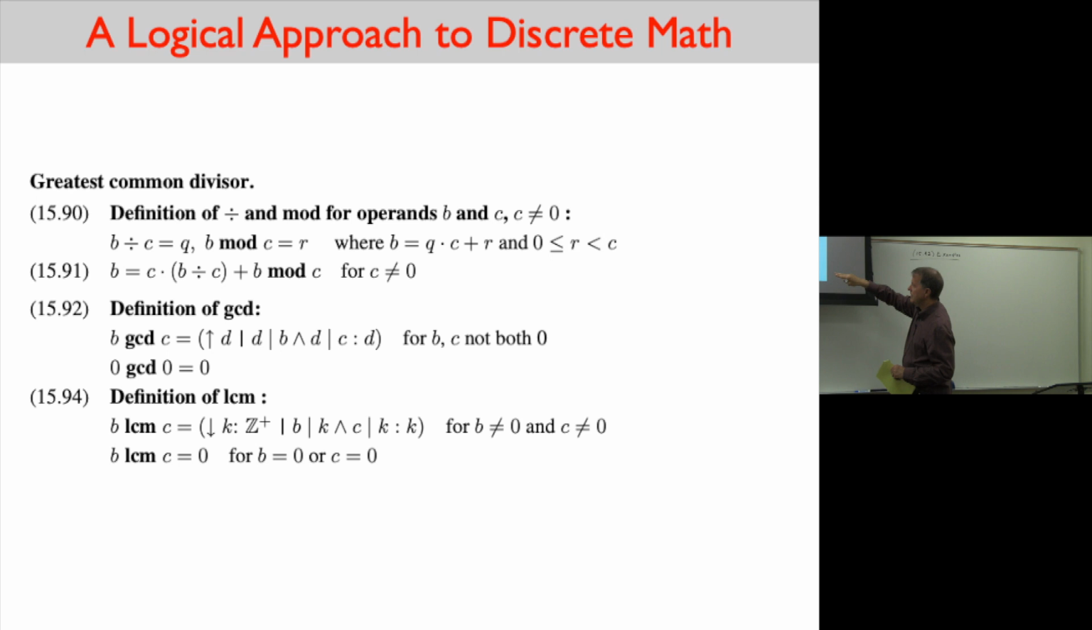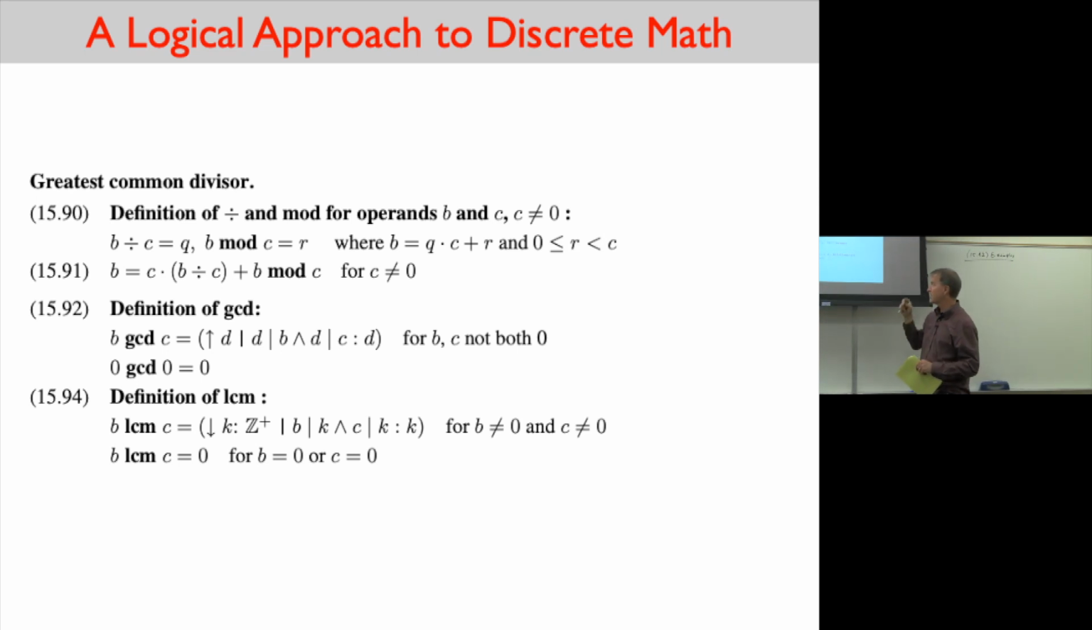So B GCD C. GCD is a binary infix operator between two integers. Now, how do we read this? It's the max over D, where D divides B and D divides C, of D. So it's the biggest D that divides both of them. It's the greatest one that divides both. That's why it's called the greatest common divisor, all right?